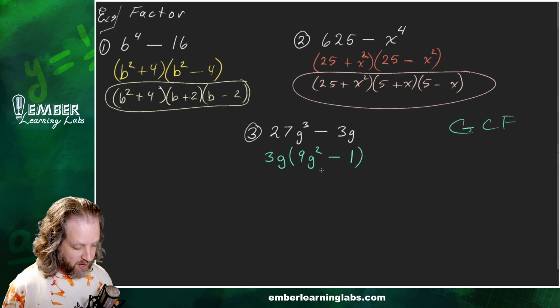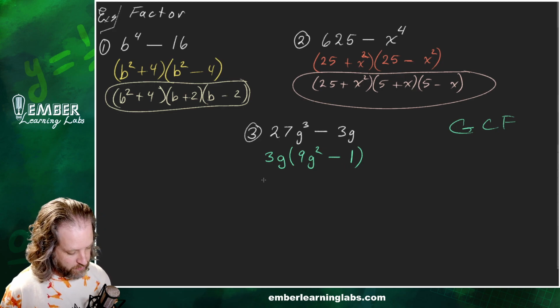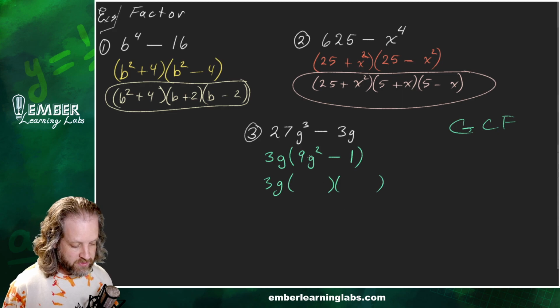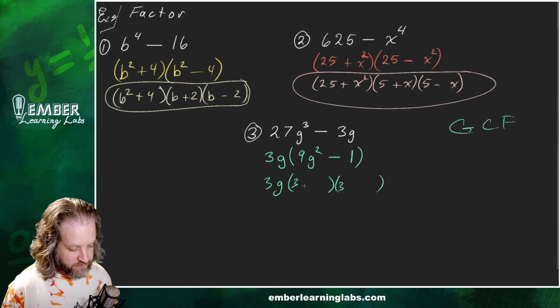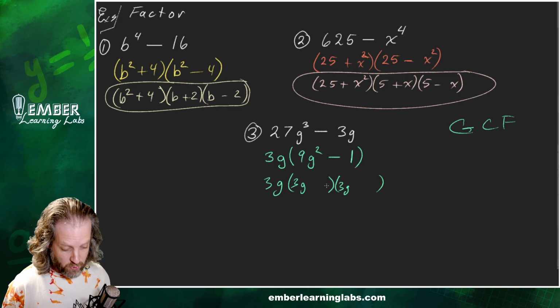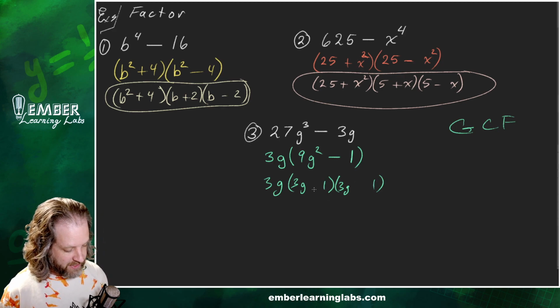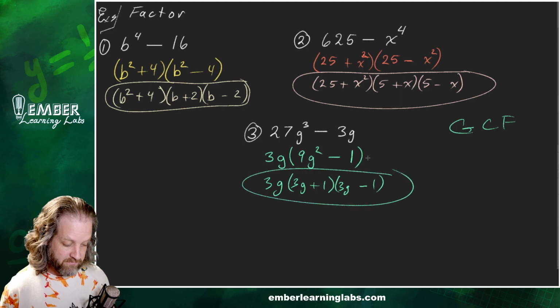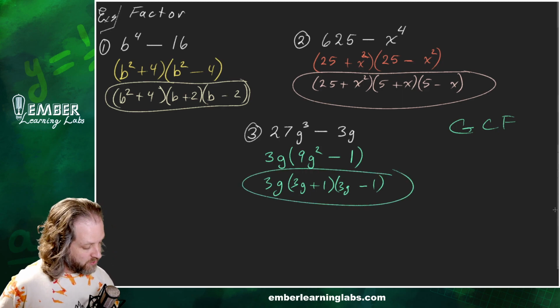We've got a difference of squares here, right? So we're going to bring the 3G down and split this, open, close, square root of the first. So now the square root of all this mess, right? Square root of 9 is 3. Square root of G squared is G. Square root of 1 is 1, right? Because 1 times 1 is 1. Easy peasy. Plus, minus. No big deal.